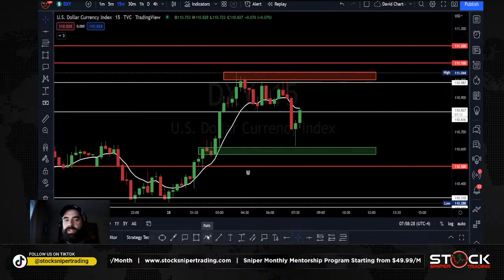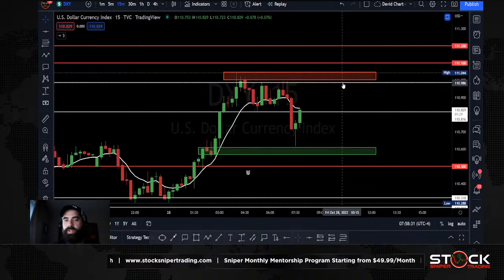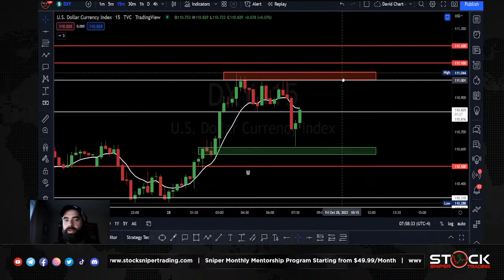Yeah, the DXY is a nice support level here. So we have some targets just coming above. This is from yesterday, so we're going to add an alarm right here.